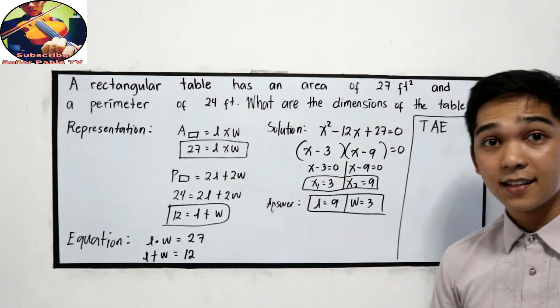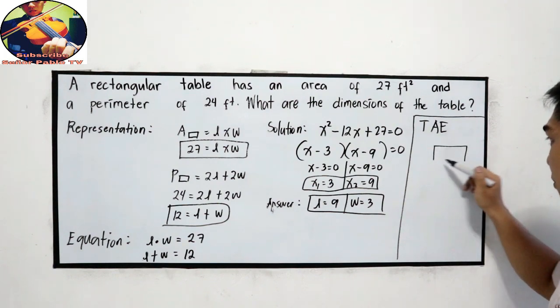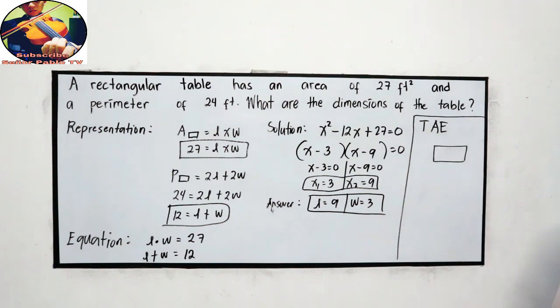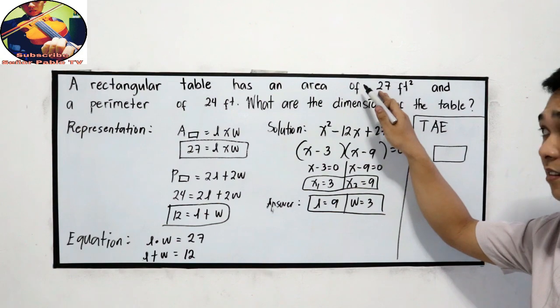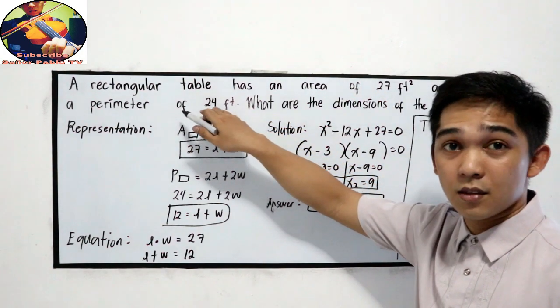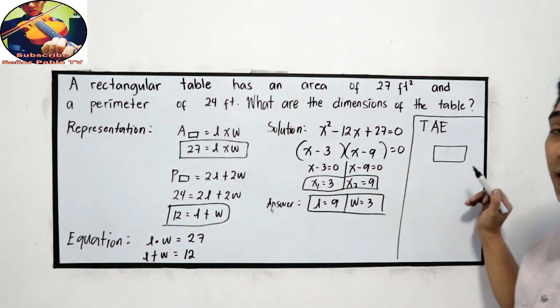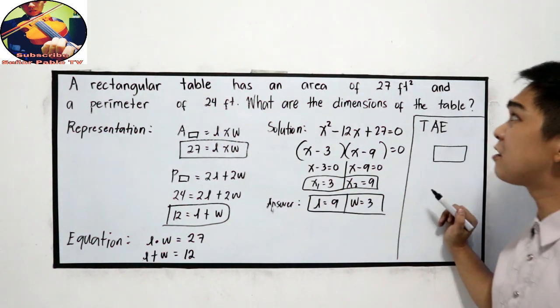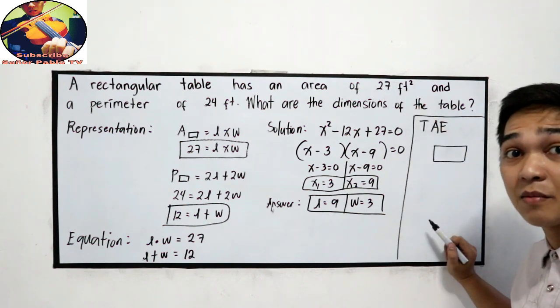Analyze natin. Ang alam natin ay rectangular table. Ang kanyang area ay 27 at ang kanyang perimeter ay 24 feet. Ano ba yung makukuha natin? Pag naiisip pa lang natin, ang factors ng 27 talaga is 9 times 3.